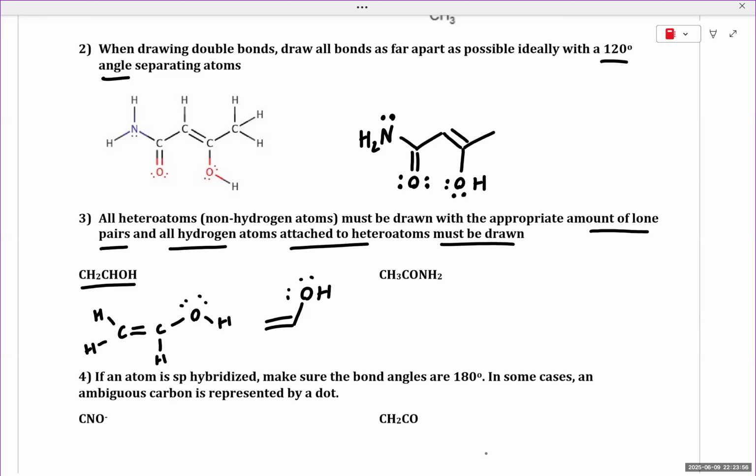Looking at this next case, CH3CONH2, just drawing out a preliminary Lewis structure, we have a CH3 group and then an amide. Converting this to a condensed structure, we draw out one line for this first set of carbons, then we draw out our carbon-oxygen double bond, and then we draw out the amine group, which has 2 hydrogens and a lone pair.